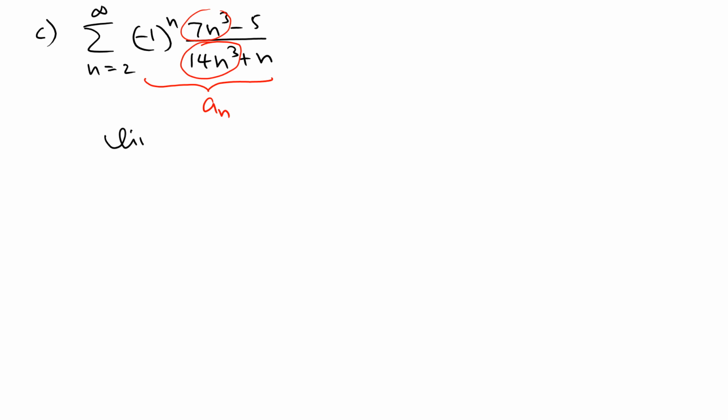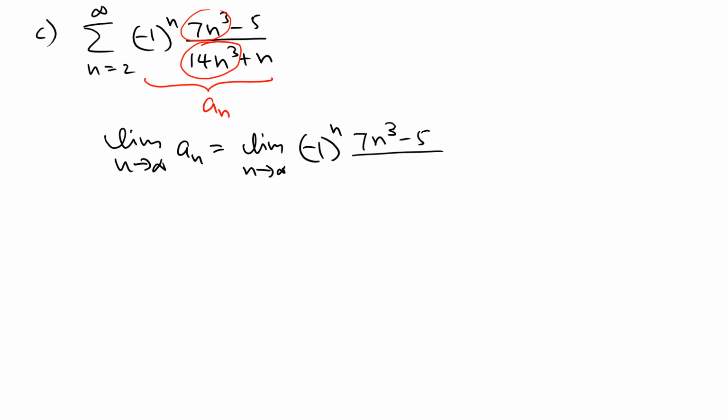So let's do that. Look at the limit as n goes to infinity of a_n, because you can see it's very easy to find this limit. It is the limit of negative 1 to the n times 7n cubed minus 5 over n cubed plus n. We only worry about the dominating terms. They are the same degree, so what matters is the ratio of the coefficients. As n goes to infinity, that's 7 over 14, which is 1/2.